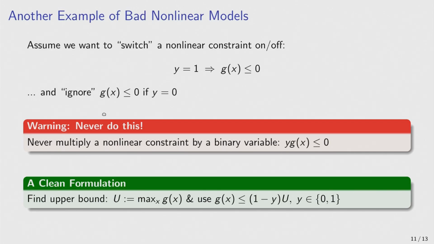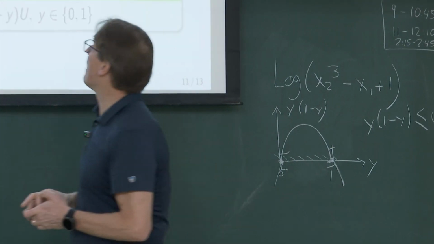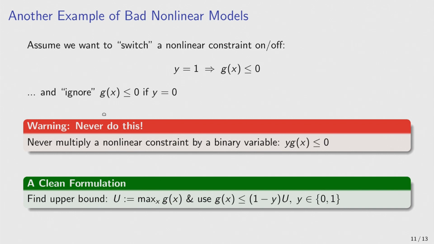Now, here's another bad nonlinear model. You want to switch on and off a nonlinear constraint. So here I have a nonlinear constraint g of x, but I want this constraint only to be enforced if y is equal to 1. If you remember the flow sheet that I had in my first slide, there's a condition there that says basically, if I choose to do a certain process, then for that process I have a set of nonlinear constraints. And if I don't have that process, then I can ignore this.